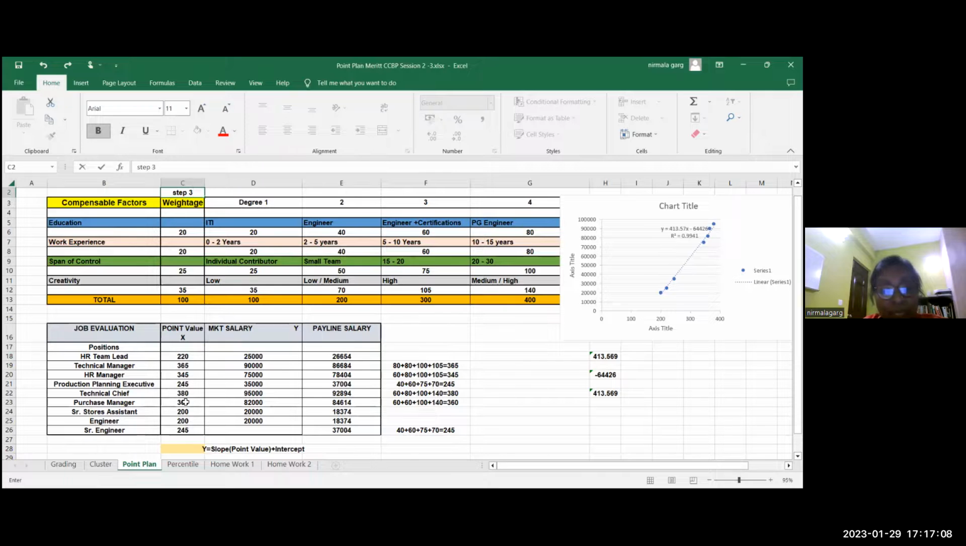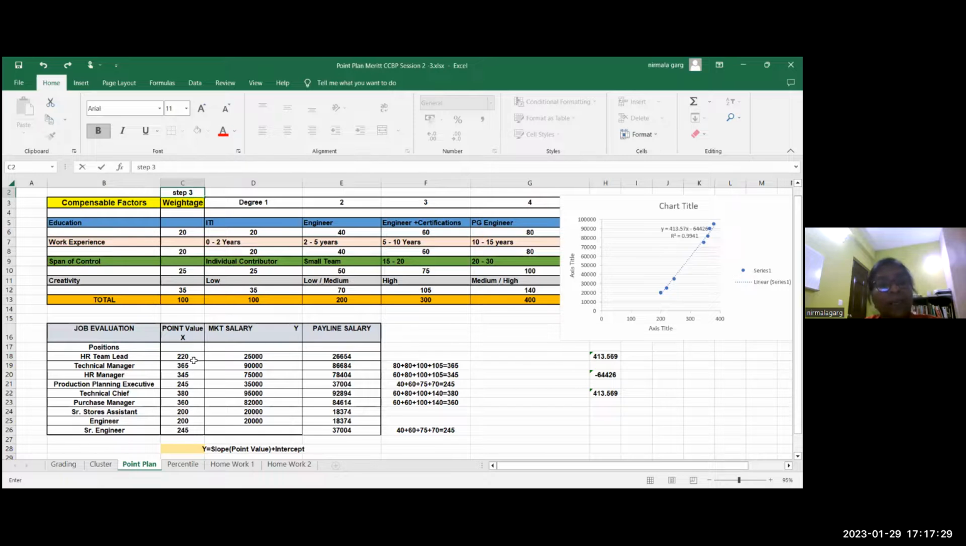So these point values are all X, because regression is done with two variables. One is an independent variable and the other is a dependent variable. The independent variable in a regression is always called X and the dependent is always called Y. The dependent is the market salary. Even in cluster analysis, you all did the market salary.